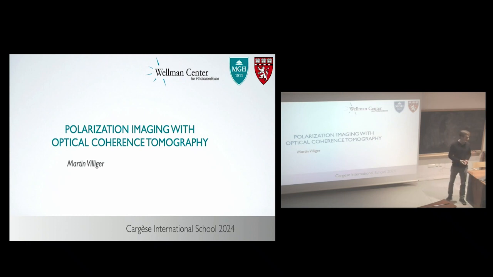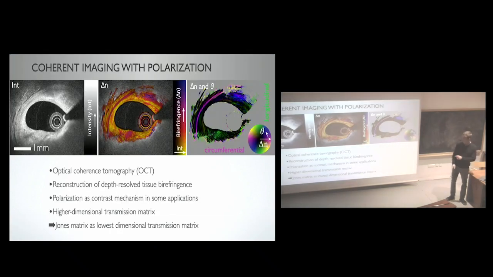What I'm going to talk about is polarization imaging with optical coherence tomography. What I would like to cover in the next hour is optical coherence tomography, or OCT, and how we use that to look at polarization properties of tissue. We'll talk in some detail about how to reconstruct the depth-resolved tissue birefringence. You see here an example of an OCT cross-sectional image of a coronary artery in a human patient, and here an overlay of birefringence and its optic axis orientation on top of that.